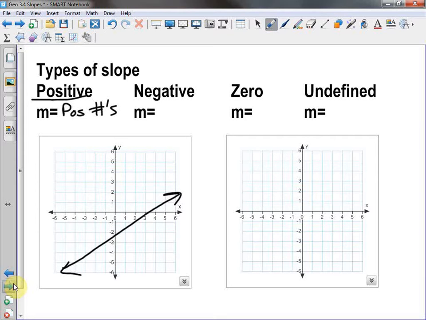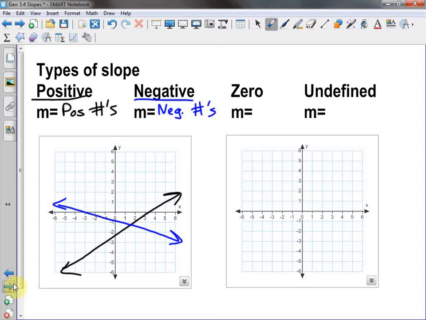Then we're going to go to negative slope. What type of values make a negative slope? Negative values, right? Negative 1, negative 2, negative 3, negative 1/2, right? All those. So negative numbers. What does a negative slope look like? It's going the opposite way, or down, as you read it from left to right. A lot of times in math and graphing, we're reading from left to right.